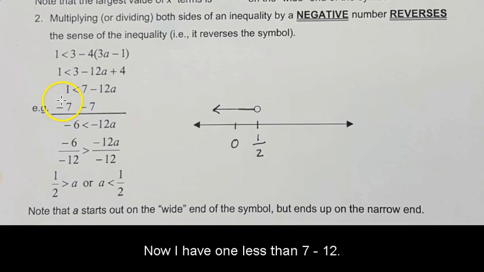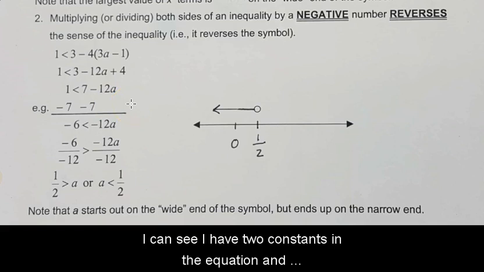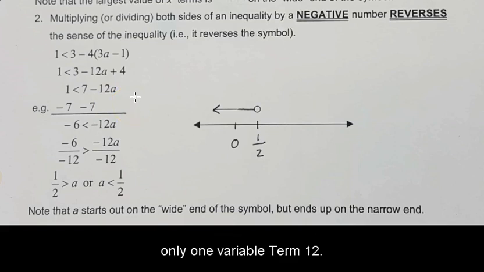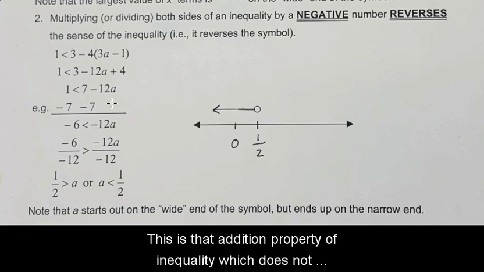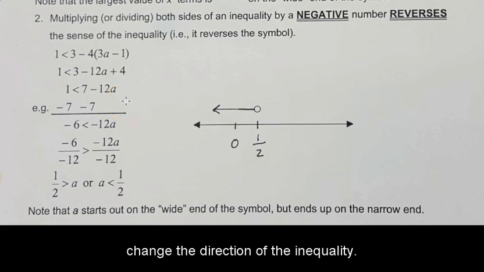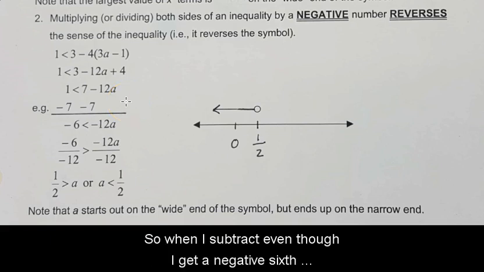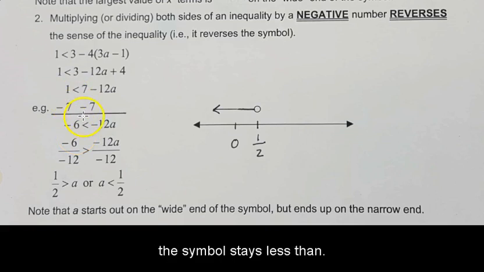Now I have 1 less than 7 minus 12a. I can see I have two constants in the equation and only one variable term, 12a. So I decide to move the 7 by subtracting it from both sides of the inequality. This is the addition property of inequality, which does not change the direction of the inequality. So when I subtract, even though I get a -6, the symbol stays less than. And I get -6 less than -12a.